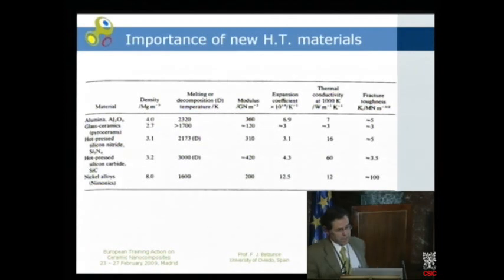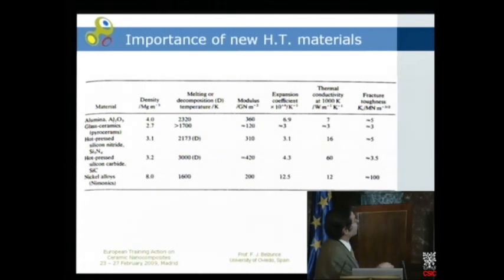The first option you can think about is why not use ceramic materials. In this table, you can see different ceramic materials like alumina, glass ceramic, hot-pressed silicon nitride, hot-pressed silicon carbide, and also a nickel alloy, a super nickel alloy.